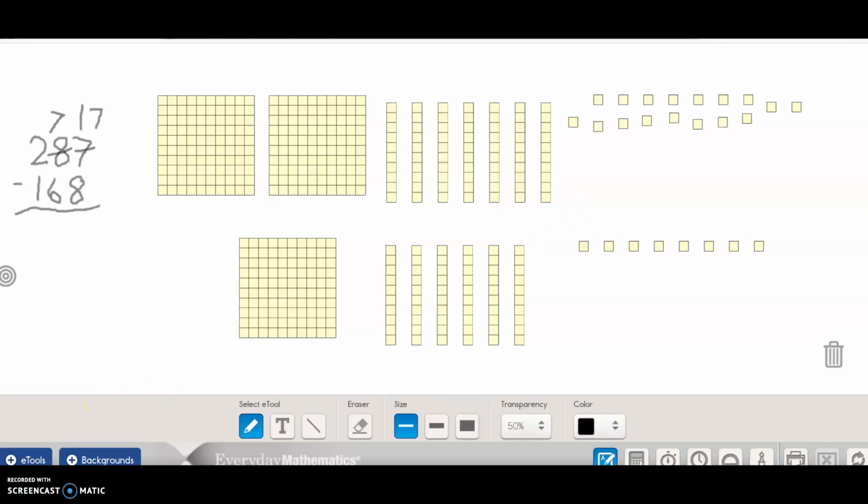Look how I recorded what I did on the problem. Now I have 7 tens and I have 17 ones. I am ready to subtract. 17 minus 8 is 9. 7 tens minus 6 tens is 1 ten. 2 hundreds minus 1 hundred is 1 hundred. Let's try another problem. I'm going to clear the board.